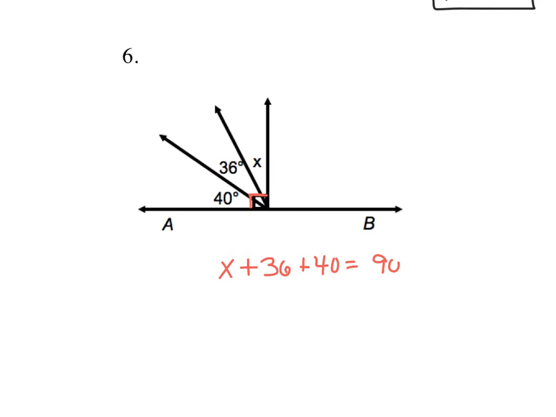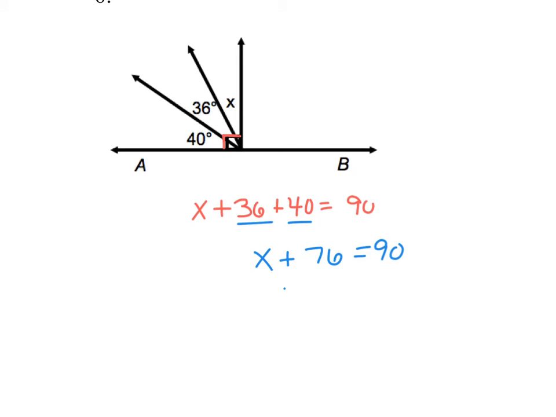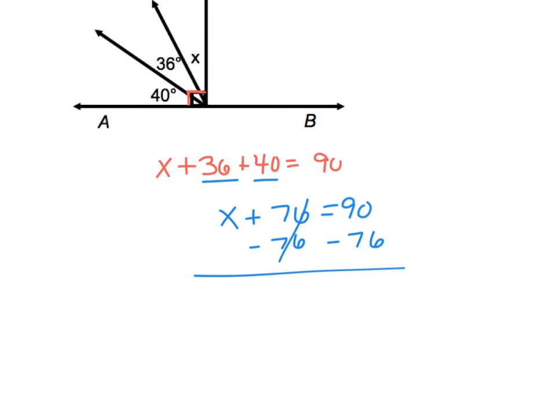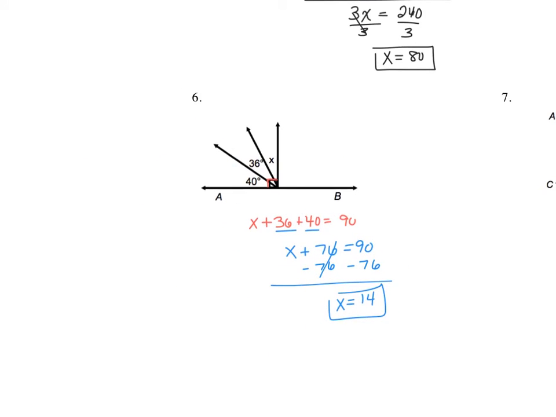What's my first step in solving this equation? Yes, combine your like terms. So I do 36 and 40, so I get x plus 76 equals 90. What's my next step? Subtract by 76 on both sides. What's 90 minus 76? 14. X is 14. That's your final answer.